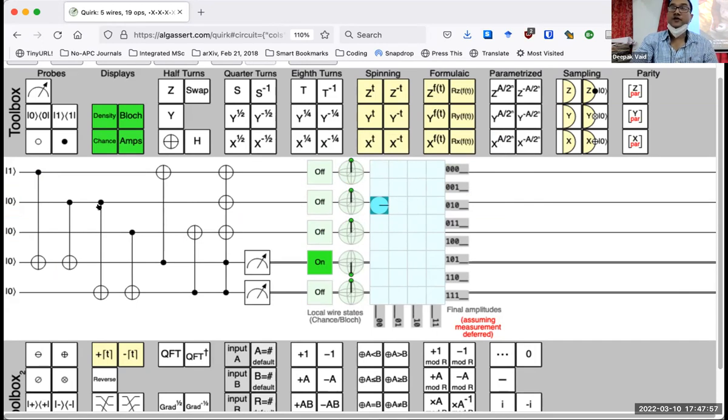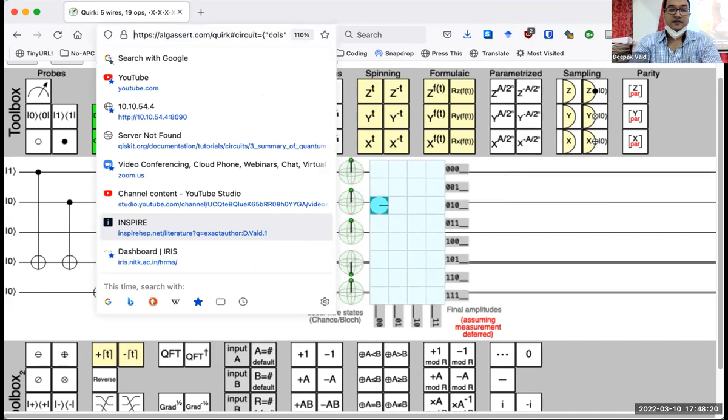The first four gates are doing the parity check. This is a syndrome measurement. And then the last set of three components is performing our recovery.